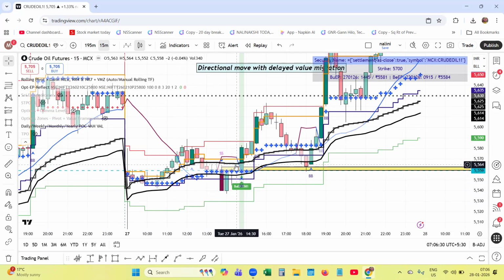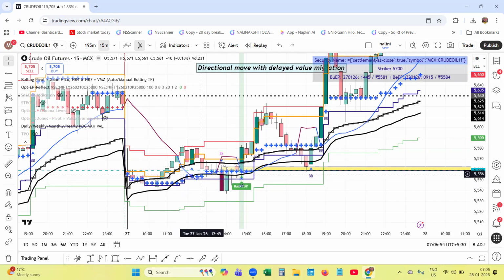Price always moves fast. First, value comes later, only after acceptance. Here, the buyers are aggressive. You can see over here, they push the price higher. But the market does not immediately accept those prices. So TPO builds stage by stage.